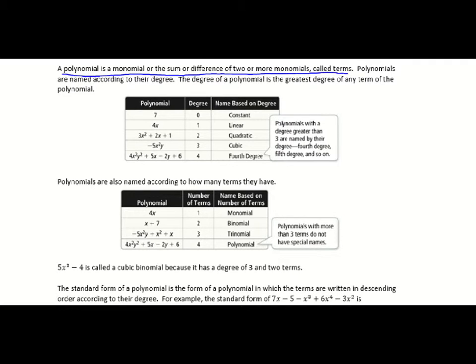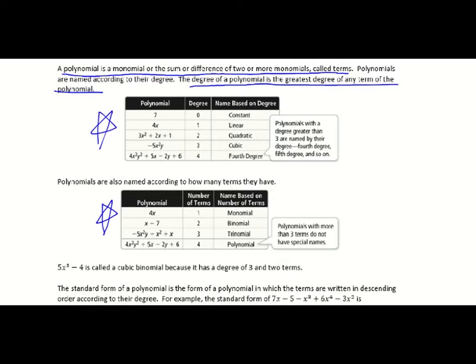Now, when we talk about polynomials, we can name them based on their degree, which again is the exponents of your variables, or we can name them based on how many terms they have. So these two charts we have here are going to be very crucial to these next types of problems we do. We have to know what degree and what terms we are talking about for the polynomials. The degree of a polynomial, since it's typically more than one thing, is going to be the greatest degree of any term you have.